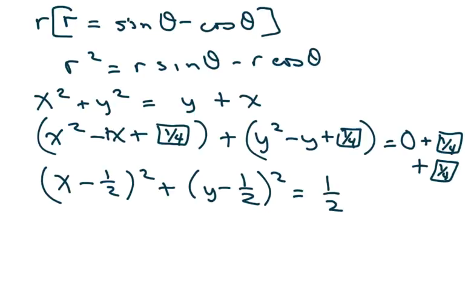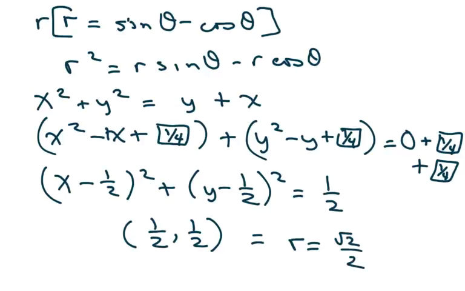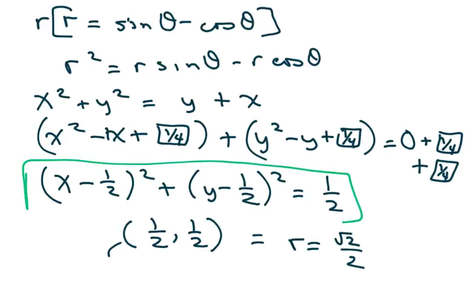And basically what we have here is a circle with the center at 1/2, comma 1/2, and our radius equals the square root of 1/2, which is the square root of 2 over 2. Not that you need to know that. You don't really need to know that. We're just trying to write this with rectangular coordinates.